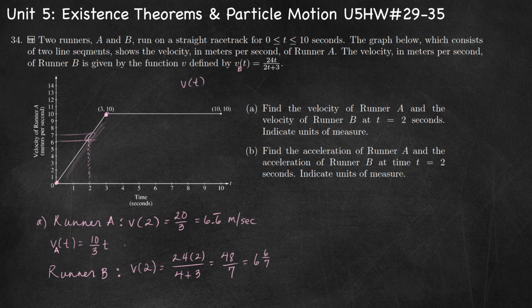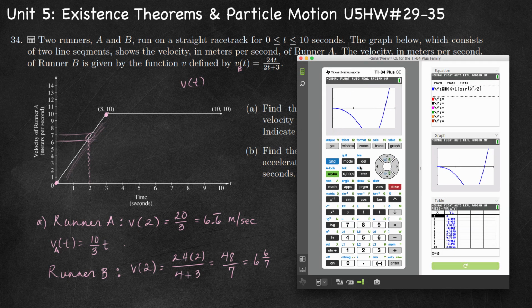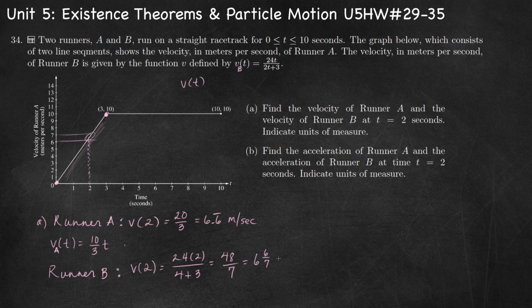Let me go ahead and just compute that. This is a calculator active question. So 48 over 7, 6.857 meters per second. So it's easier to compare the two decimal values to see who is running faster at that time.